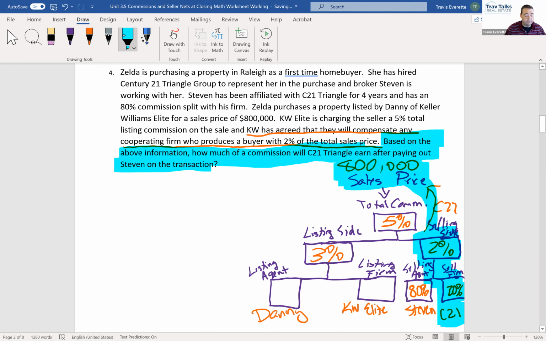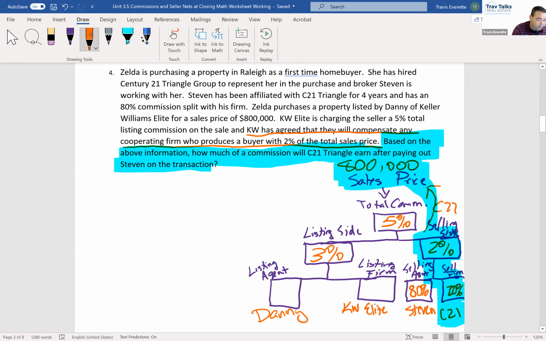The selling side is going to receive 2%. So in that case, we can go $800,000. Remember, I told you small numbers get multiplied times the sales price. So don't go 800 times 5% and then times 2%, because you would never go small number times small number. It's always small numbers go straight to the sales price. Okay. So 800,000 times 2% times 20%, because you just do multiplication all the way down.